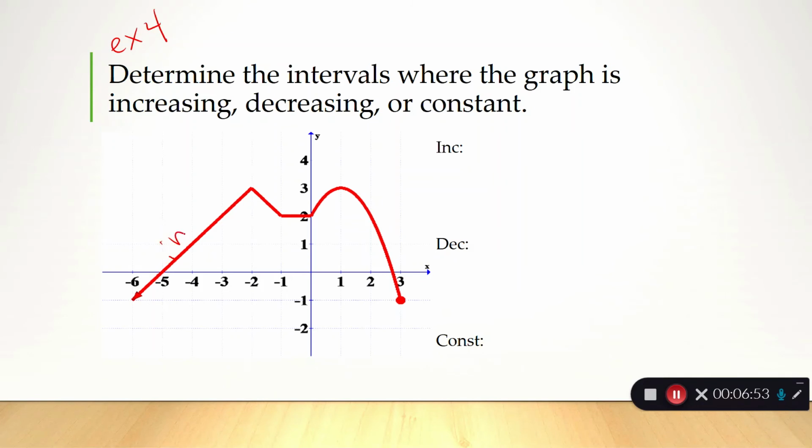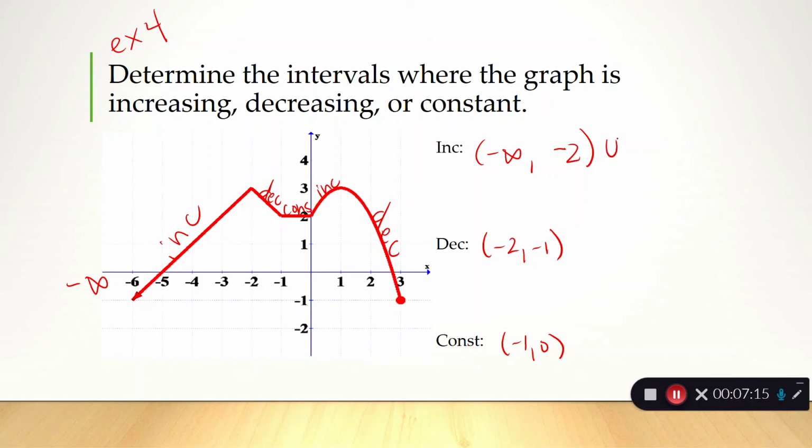Example 4, I'm going to start by labeling my graph again. The left side of my graph has an arrow, that's the negative infinity side. So from negative infinity to x equals -2, I'm increasing. From -2 to x equals -1, I decrease. From -1 to 0, I'm flat. And from 0 to 1, I'm increasing. From 1 to 3, I'm decreasing. There's a definite endpoint at 3.